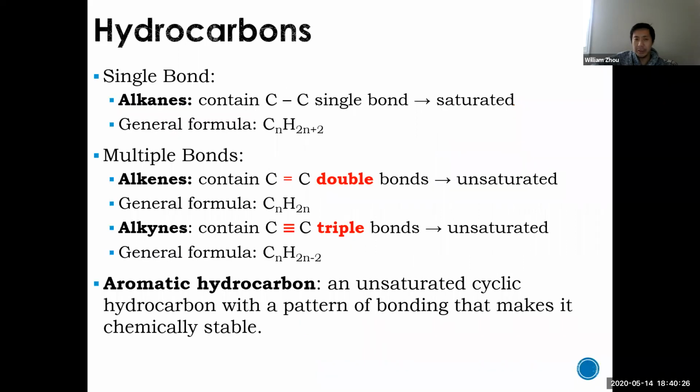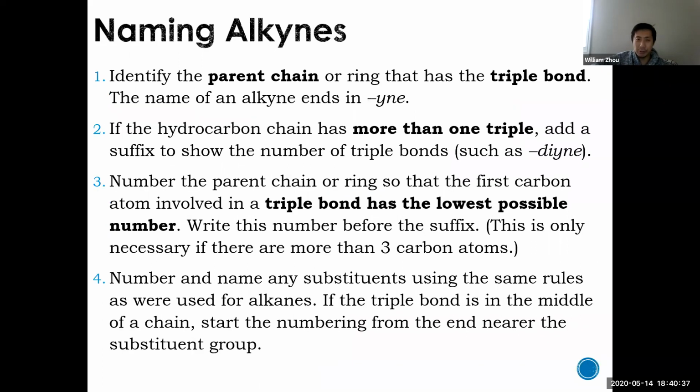Alrighty, so you've seen the slide before. Single bonds are alkanes. Alkenes have double bonds, so alkynes therefore would have triple bonds. How will we name that? Well, here are the naming rules. It is very similar to double bonds.